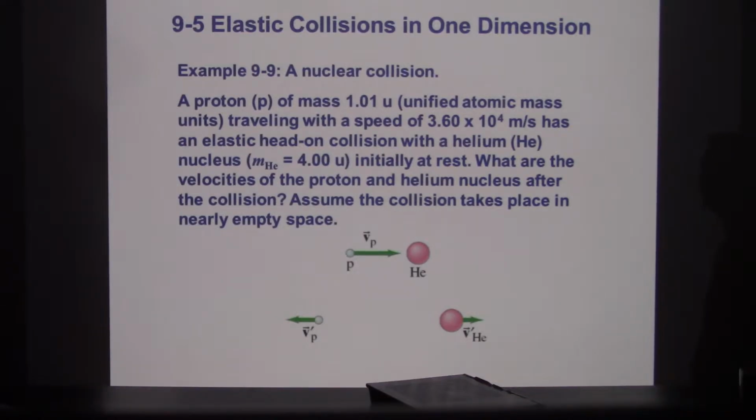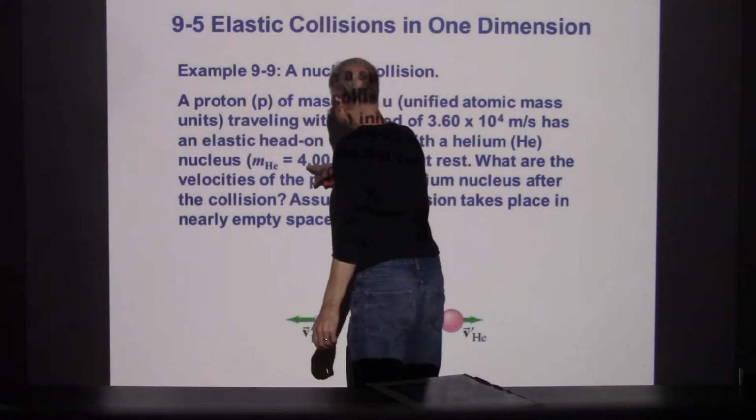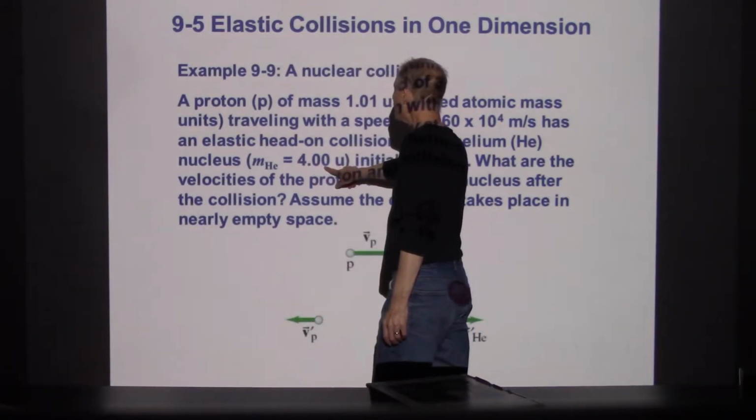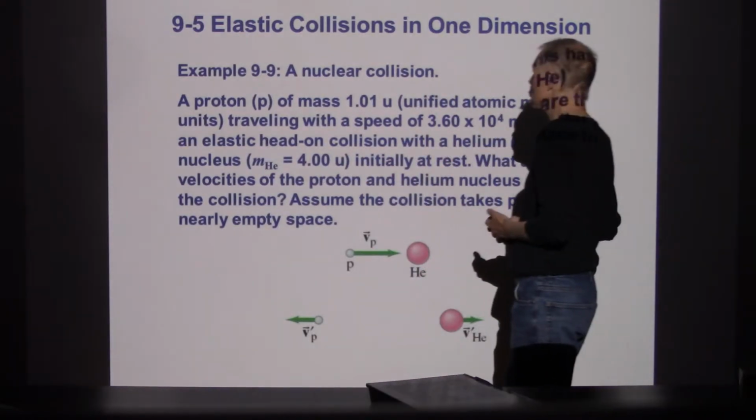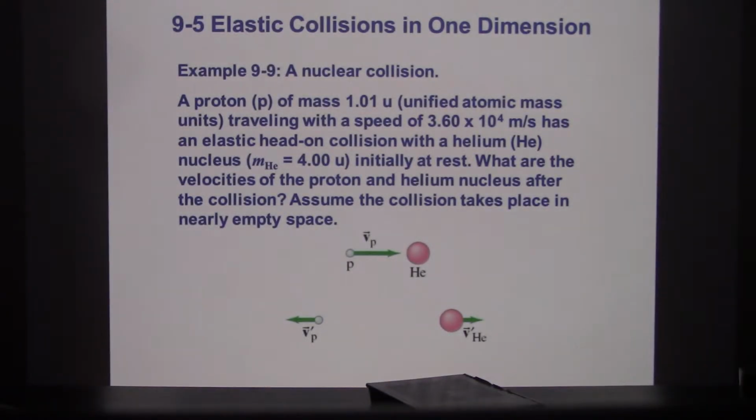So that's a good speed. Now they're going to run into a helium nucleus, and a helium nucleus has a mass of 4.00 atomic mass units. And no, these numbers are not coming off the periodic table. The periodic table averages masses over different isotopes.